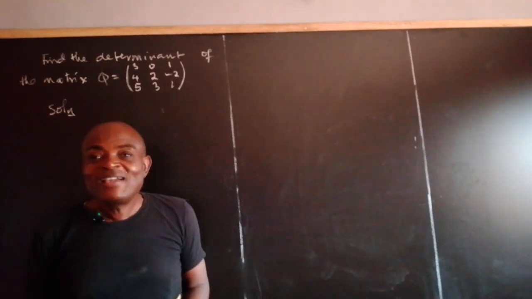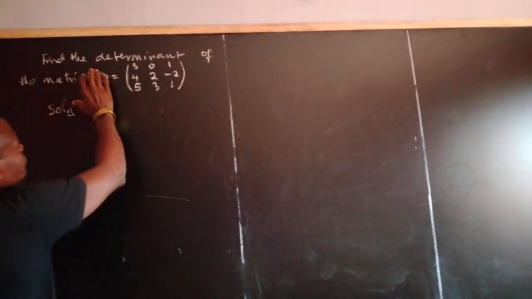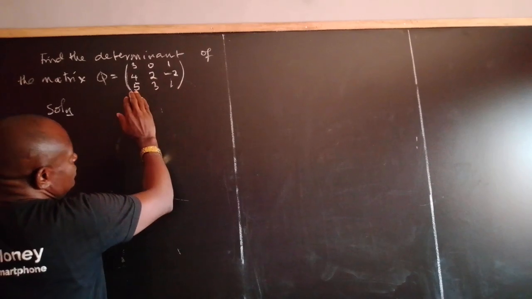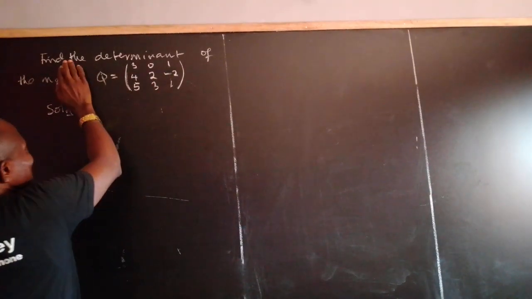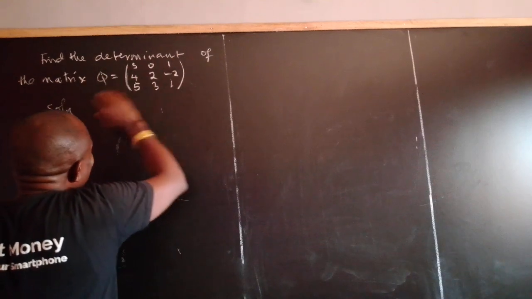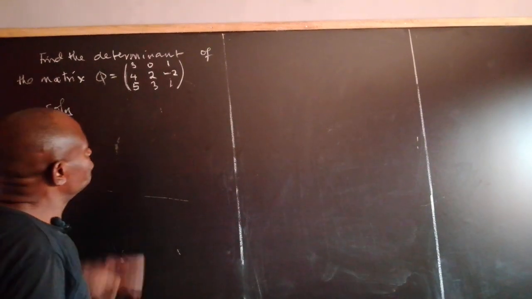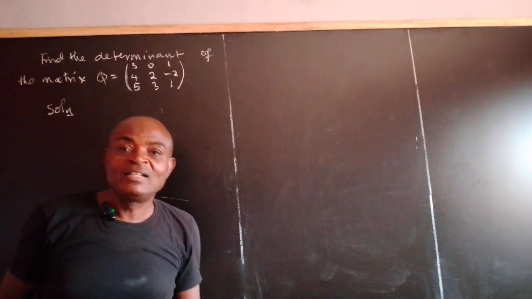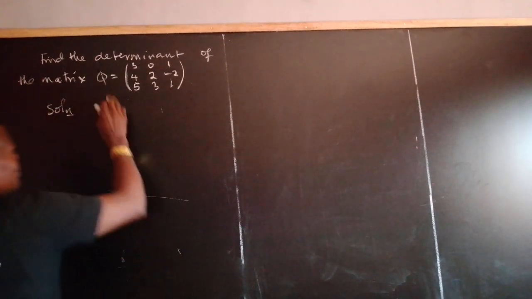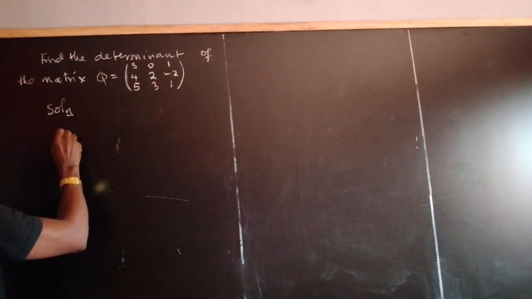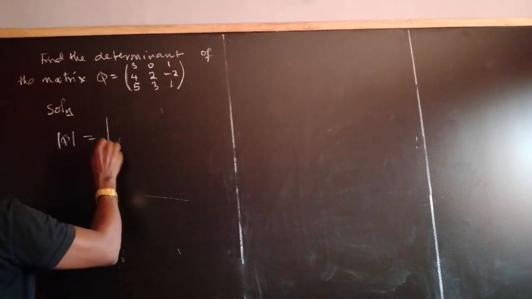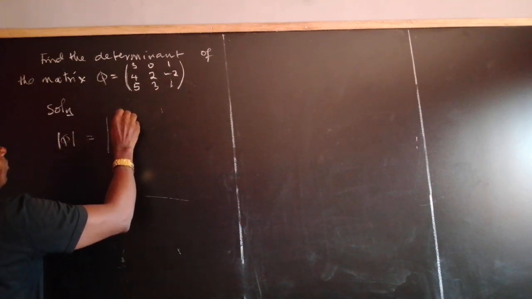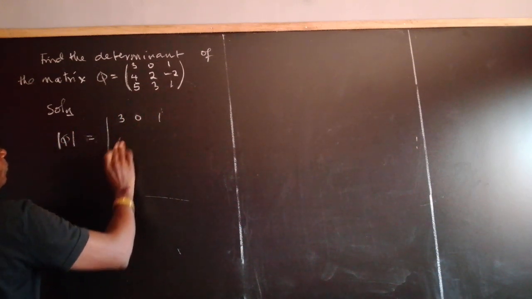All right, today we have another very interesting matrix question. This is a 3 by 3 matrix, and the instruction says we should find the determinant of the matrix Q. All right, to define the determinant of any 3 by 3 matrix, we say that matrix Q is equal to the determinant of the value of that matrix.